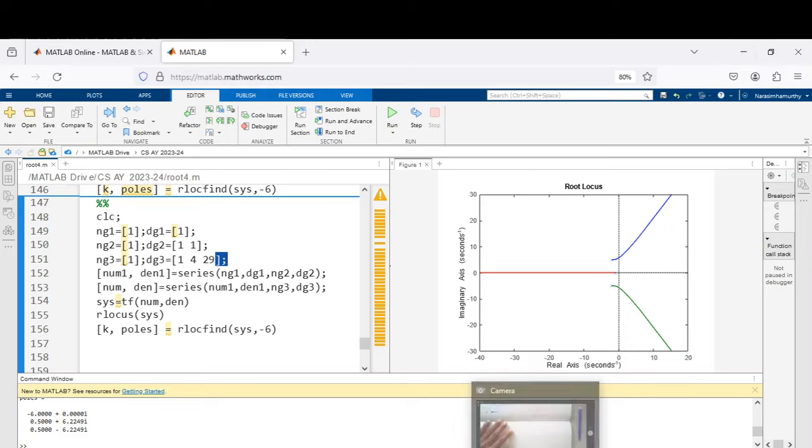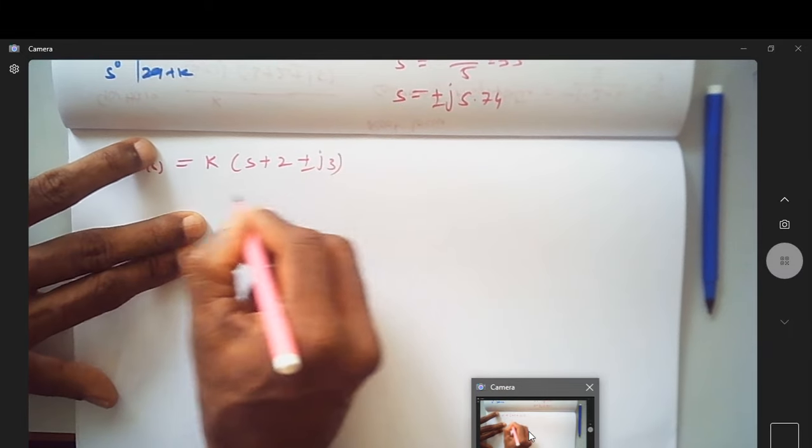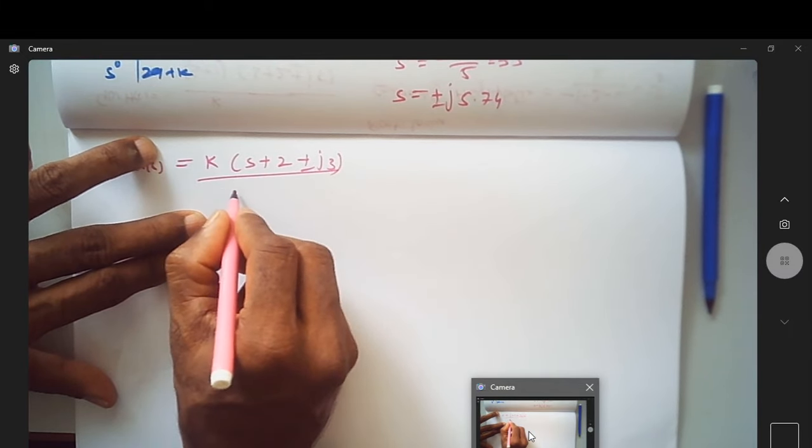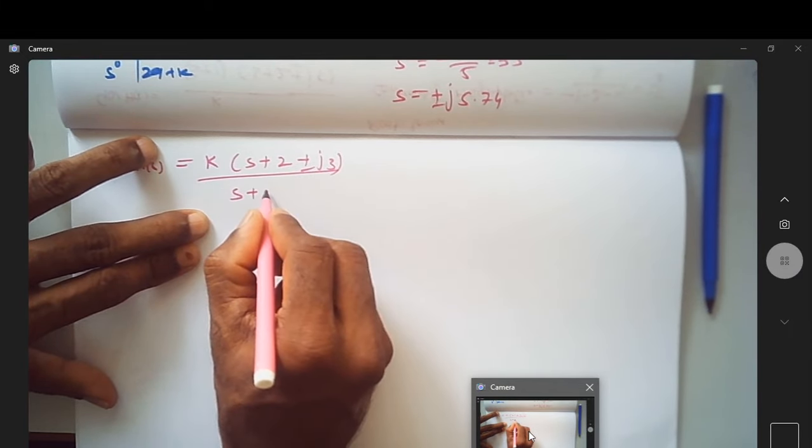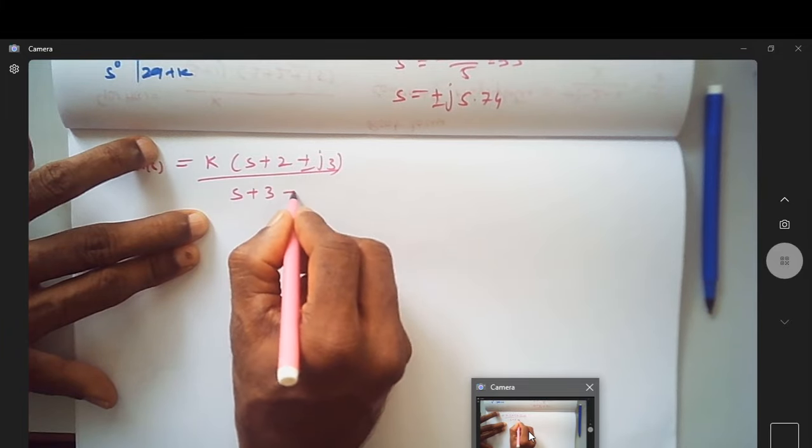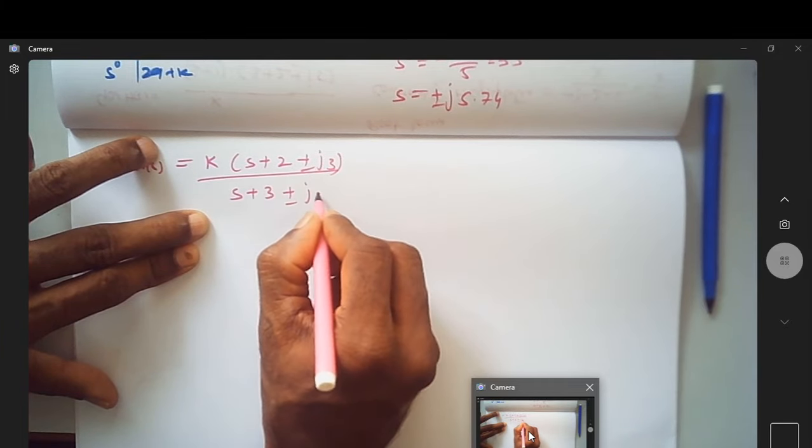So let us consider complex pole and complex zero and try to see how we find the angle of departure as well as the angle of arrival. So let us take G(s)H(s) as K by, let us take randomly, (s plus 2 plus or minus j3) and take this as (s plus 3 plus or minus j2).